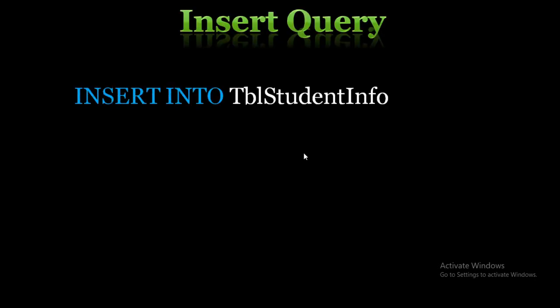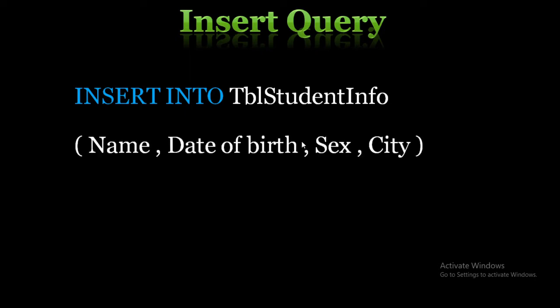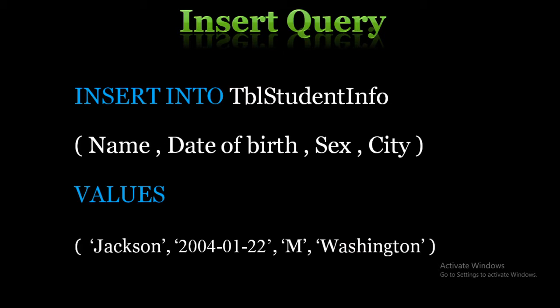Let's see example. Here I am inserting data into student info table. So for this I have mentioned all column names from that table in one bracket. After that, the values that I want to insert into table, I have mentioned in rounded bracket. So Jackson will be inserted into name, date will be inserted into date of birth. Like this, all values will be inserted into student info table.